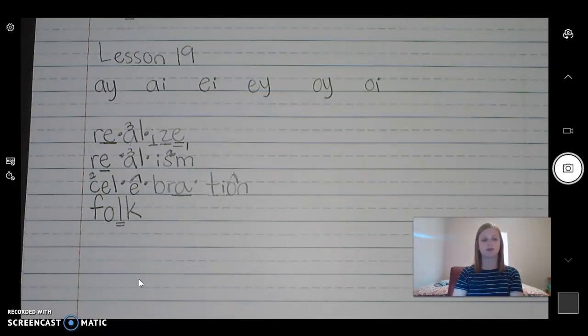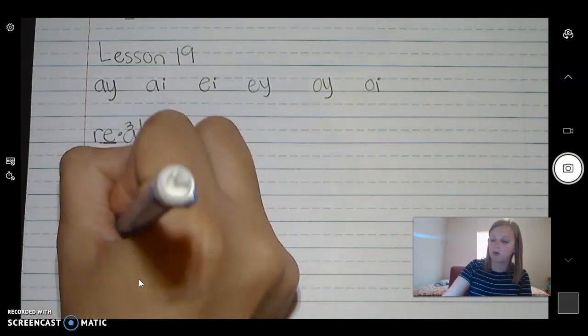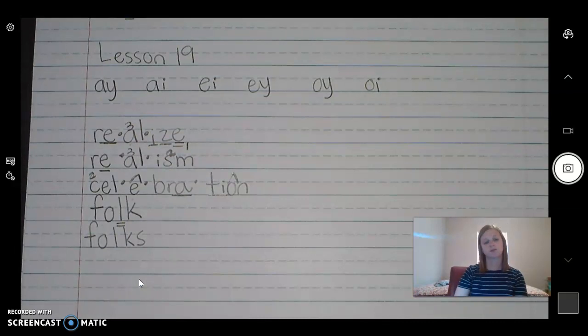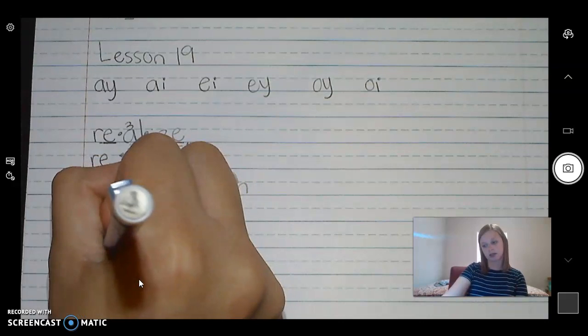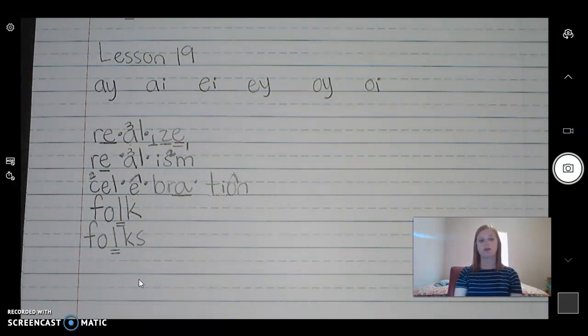Remember, we're thinking to spell f-o-l-k-s. Okay, so your word will look like this. Folks. Remember, we said our L is silent, so we need to double underline that. That's all the markings for that word. And those are all the spelling words for today.